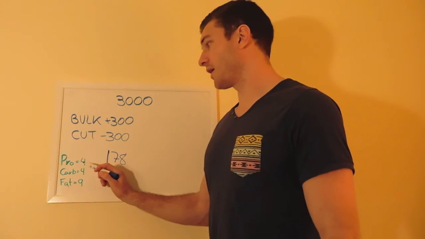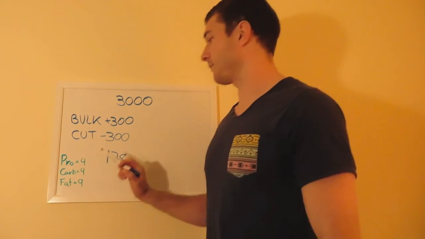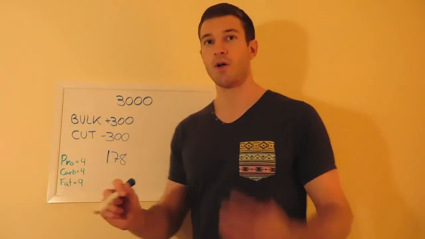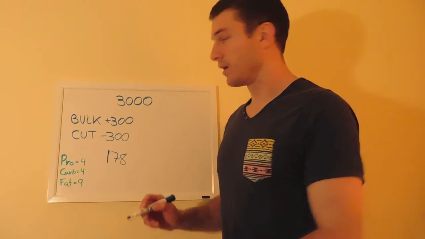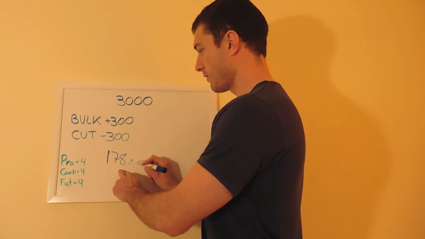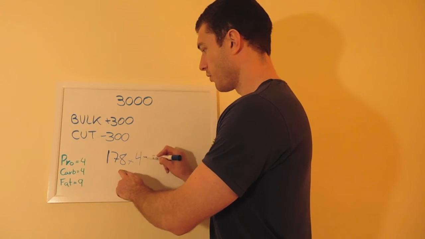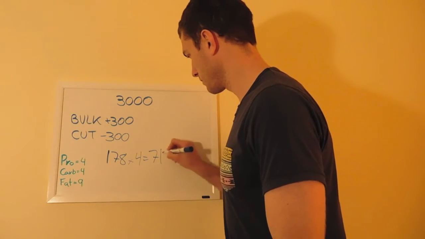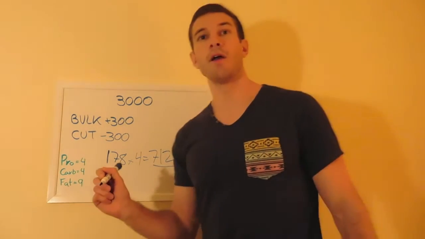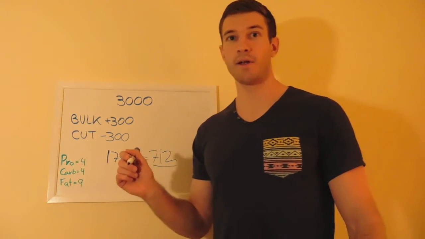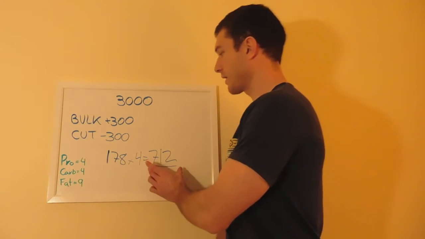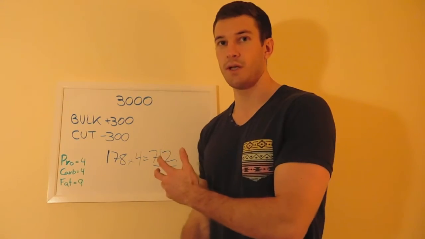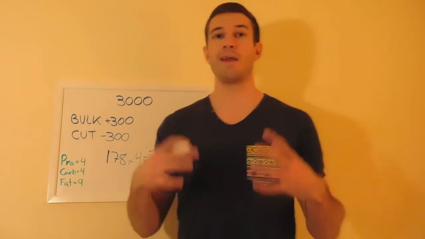Now, like we said in the previous video, a gram of protein has 4 calories. So we're going to multiply this number by 4, and it's going to give us 712 calories. That is the amount of calories I'm going to get from protein. So the next step we want to calculate is our fat.